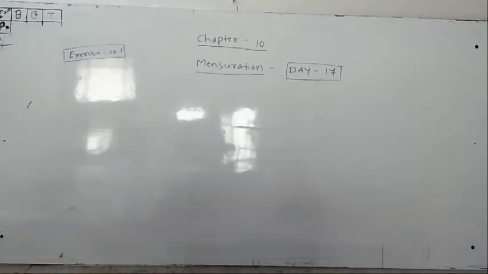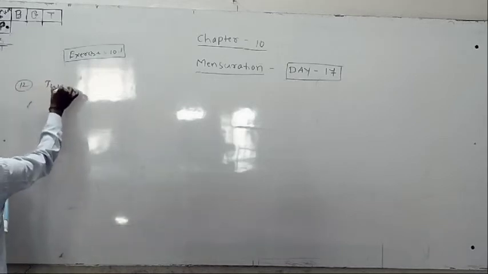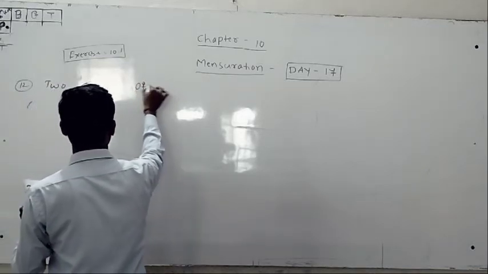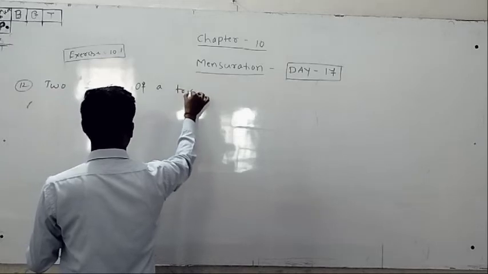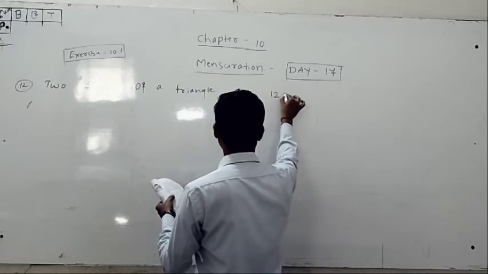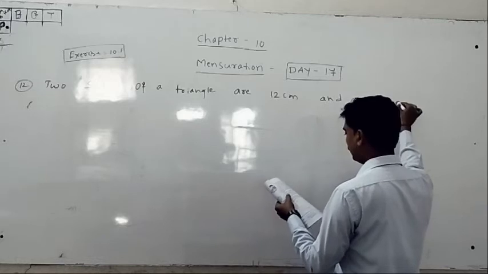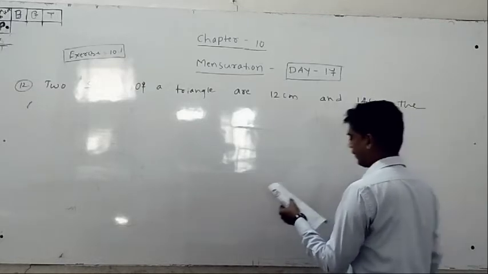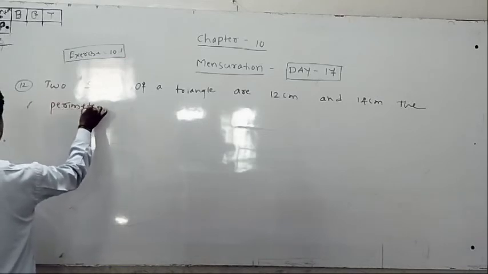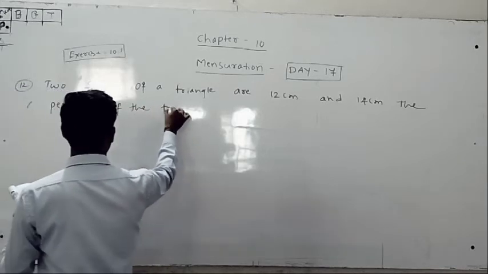Next one, this is the last one. I am going to solve. 2 sides of a triangle are 12 centimeter and 14 centimeter. The perimeter of the triangle is 36 meter.